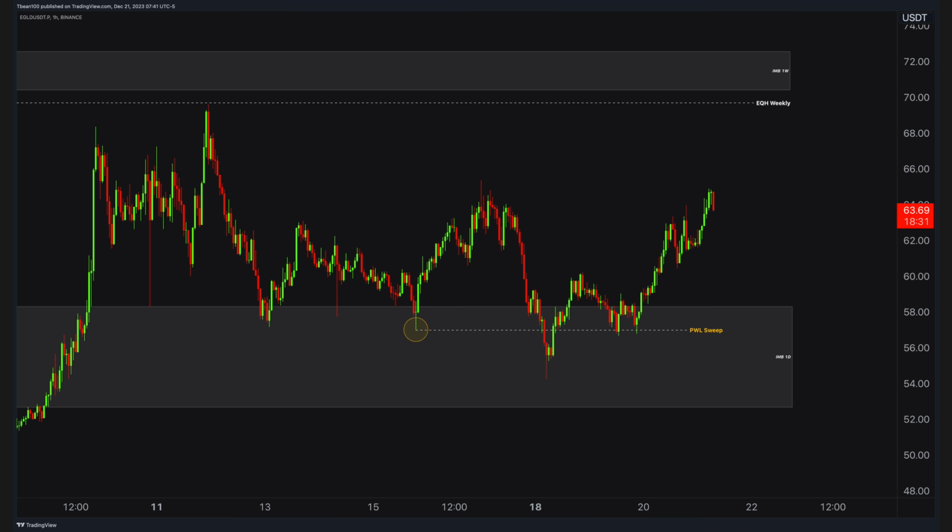Price sweeps it very quickly and moves upward. At this point, I have only one idea. How can I build long positions and where can I carry the price?